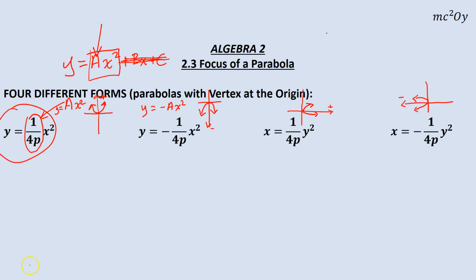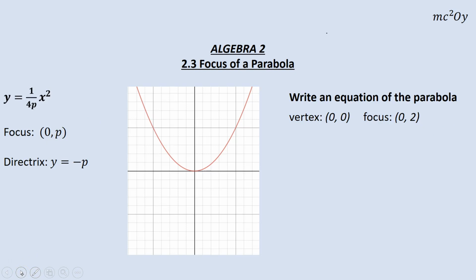So what we're going to do is look at some equations and write some equations and put pieces of them on a graph. Let's start with y equals 1 over 4p x squared. So that's like your y equals ax squared. It's positive, it opens up, which is probably what we're used to. Your focus is always 0, p. Okay, and p means the distance from, say, your vertex to your focus.